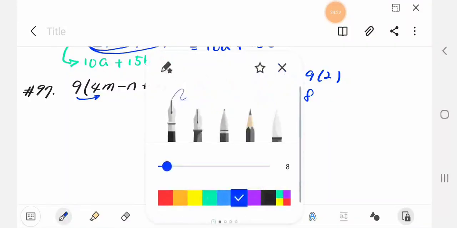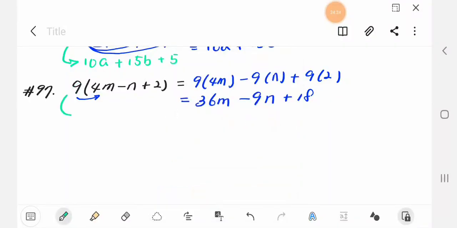Or you can use the mental math. So 9 times 4 is 36m, and 9 times negative n is minus 9n, and 9 times 2 is 18. So you can use mental math.